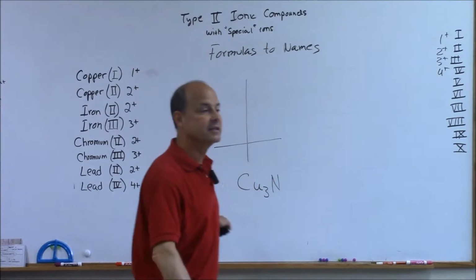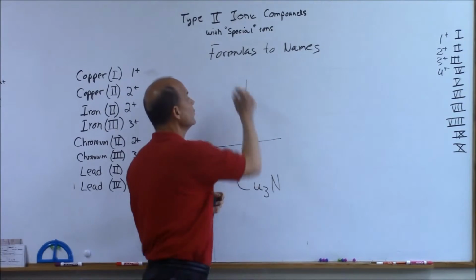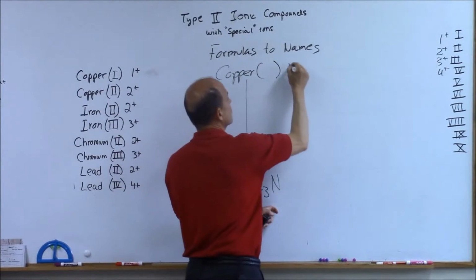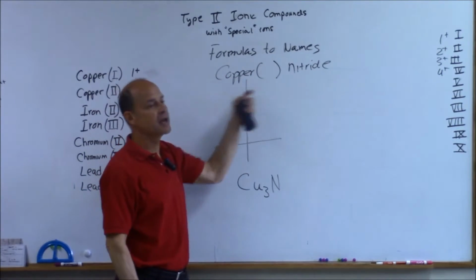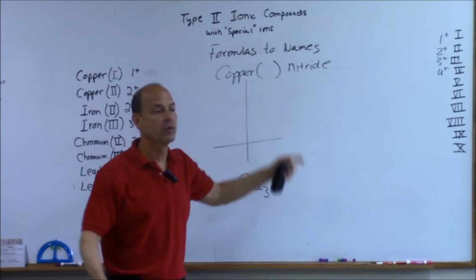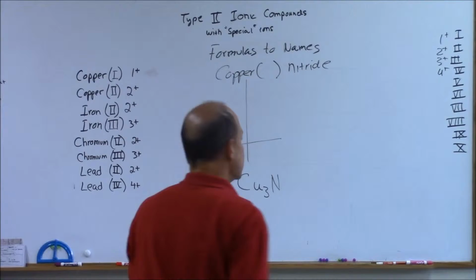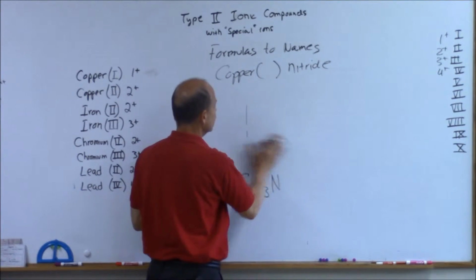But this is a type 2, which means there's going to have to be some Roman numerals in it. Right? Our first inclination is just to say copper nitride. But that's not the whole story because we don't know whether it's copper 1, copper 2, or copper 3. So in order to figure that out, we're going to do our T-chart, and that's a little out of whack. Let me straighten it up.